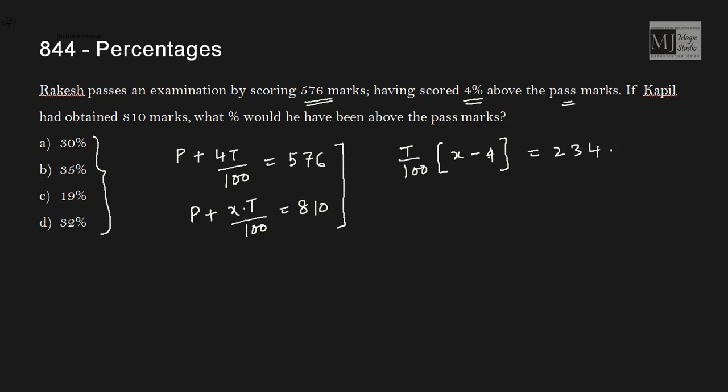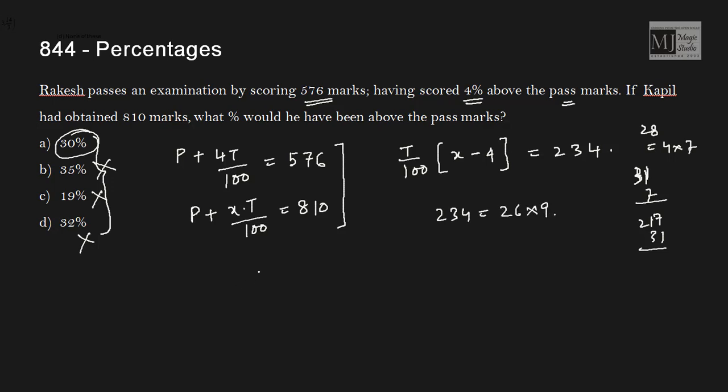So let me try with 32. 32 minus 4 is 28. 234, 28 is 4 into 7, 21, 24. It is not divisible. 19 minus 4, 15. 234 is not divisible. 35 minus 4 is 31. Now 234, 31 into 7 is 217. No, this number is also not divisible by 31. So we are left with only 30. 30 minus 4 is 26. 234 is 26 into 9.